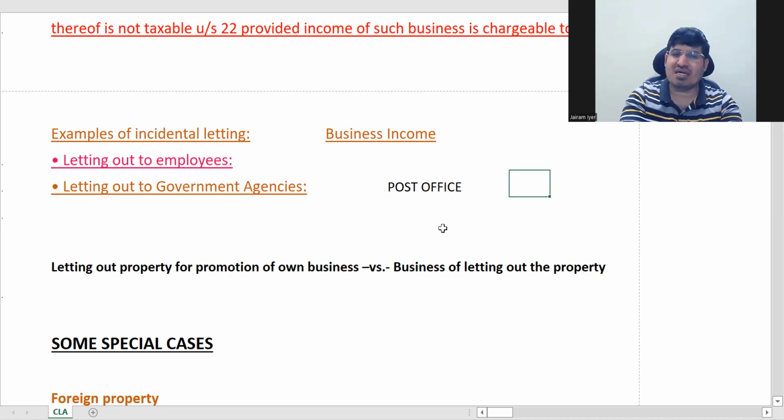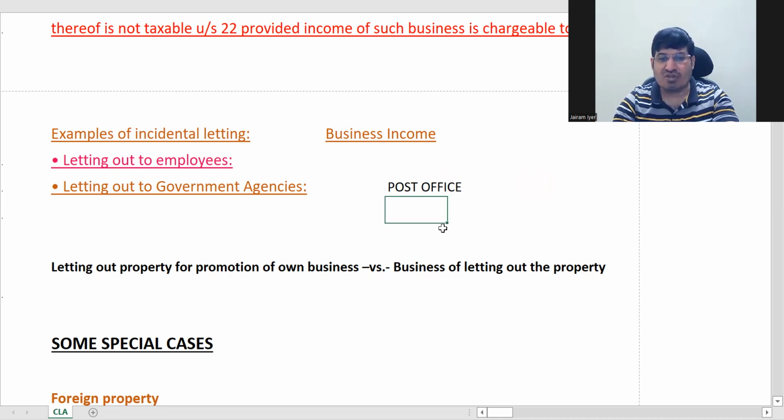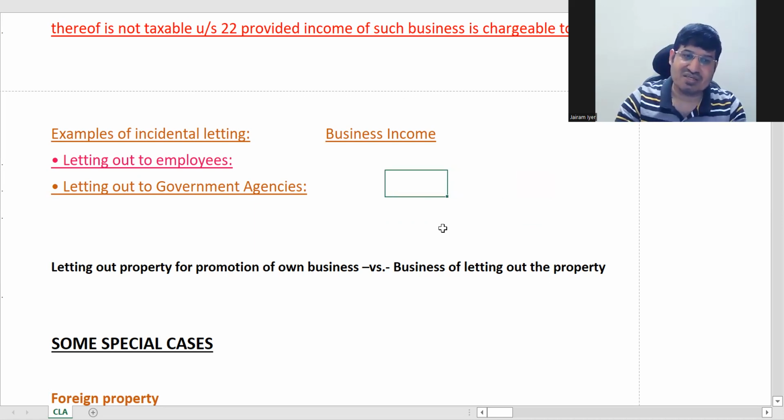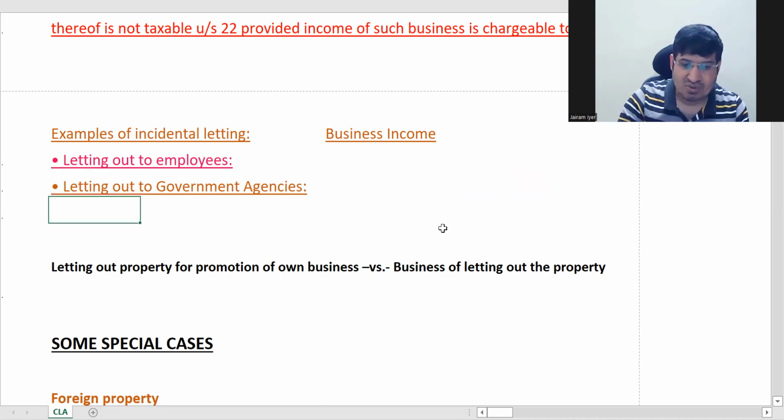A post office and some other government offices. And by letting this to these people, it aided his business. His business became very easy. So specifically, he wanted to let it out to these government people, because whatever his business was, he got helped in his business. So whatever rent he got for this post office and the other rents, it was deemed as business income. So this is letting out to government agencies. That is what comes under this.